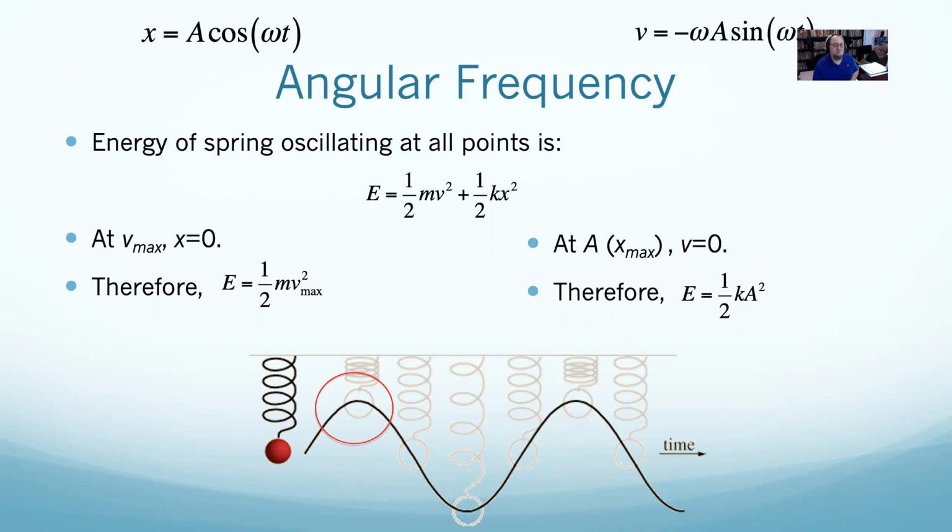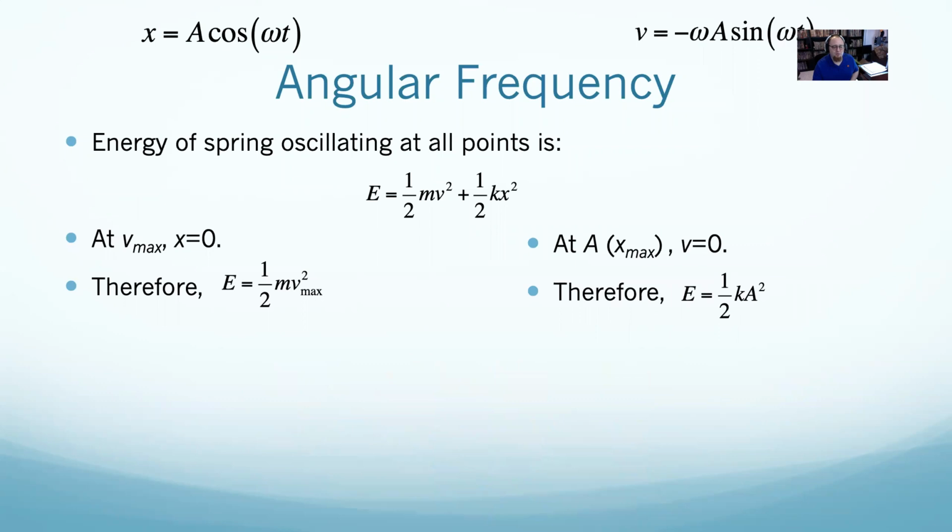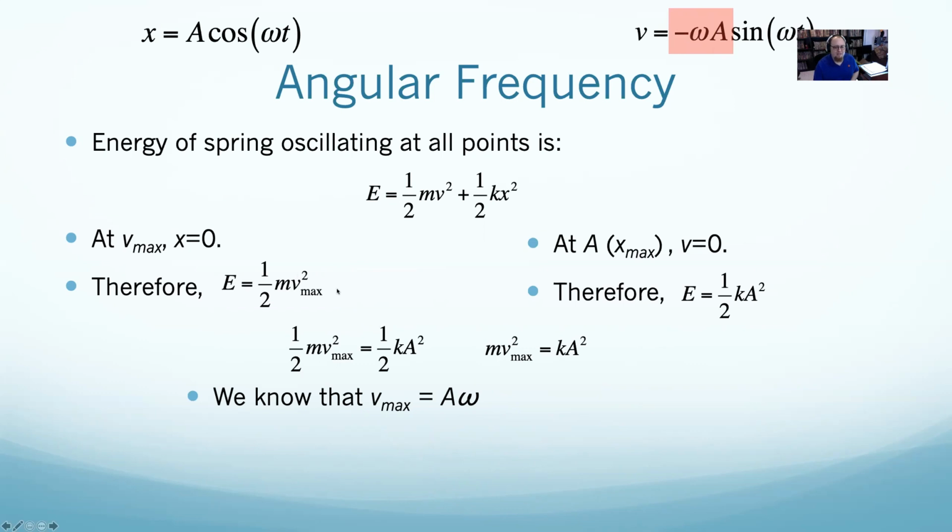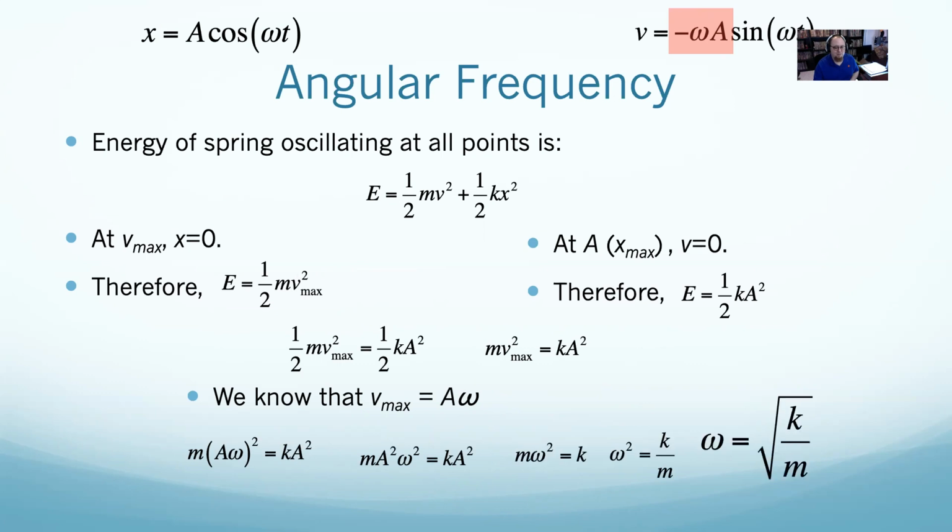What I'm going to do is say conservation of energy says these energies must equal each other. I can multiply both sides by 2. Now, v max, I already said up here that v max is omega A. So I'm just going to say v max is omega A, and that means m A squared omega squared equals k A squared, which I can factor through, divide both sides by A squared, divide by m, and square root. And this is kind of interesting. This tells you that omega is the square root of k over m.